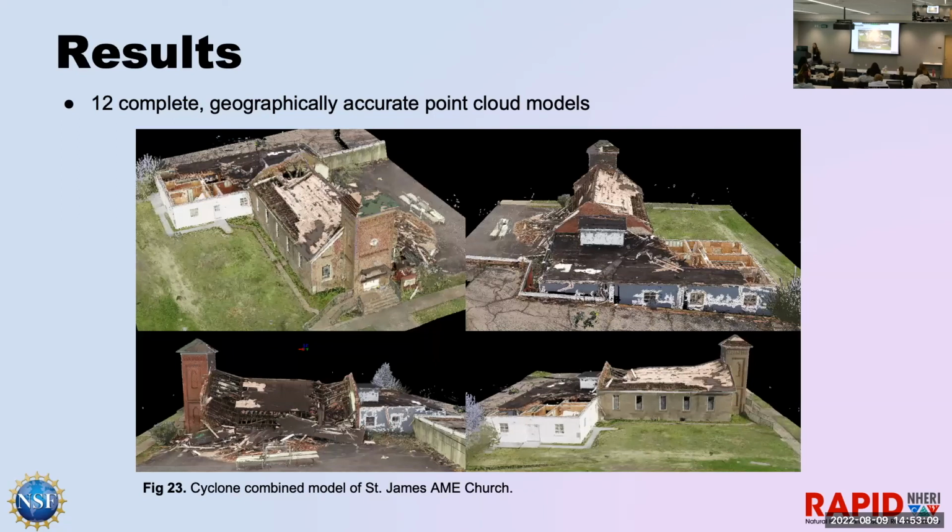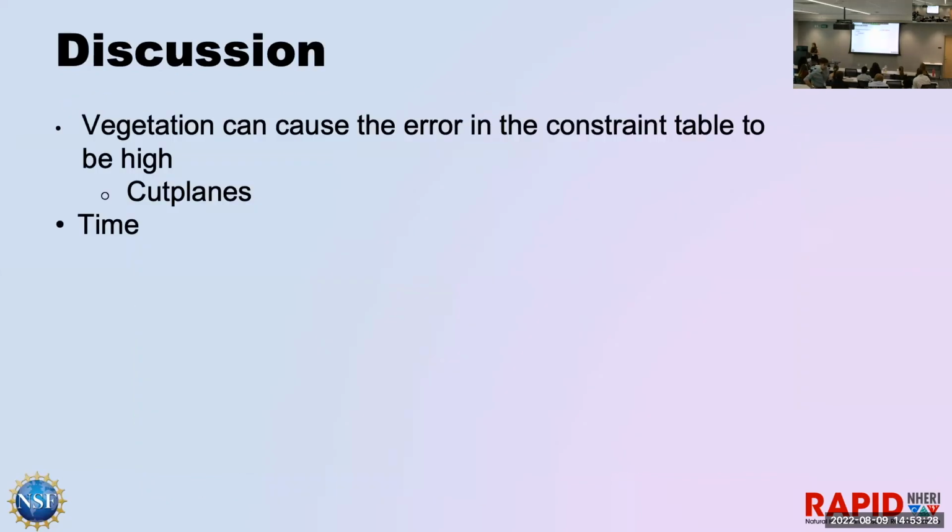So for the results, I had 12 complete geographically accurate point cloud models. Here's an example of one of them, the church that we've been looking at almost this whole time. If we were in the program, we could zoom around, zoom in really close, and see all of the details. So again, to recap, vegetation can really cause the error in the constraint table to be high, which is why we need to rely on cut planes.